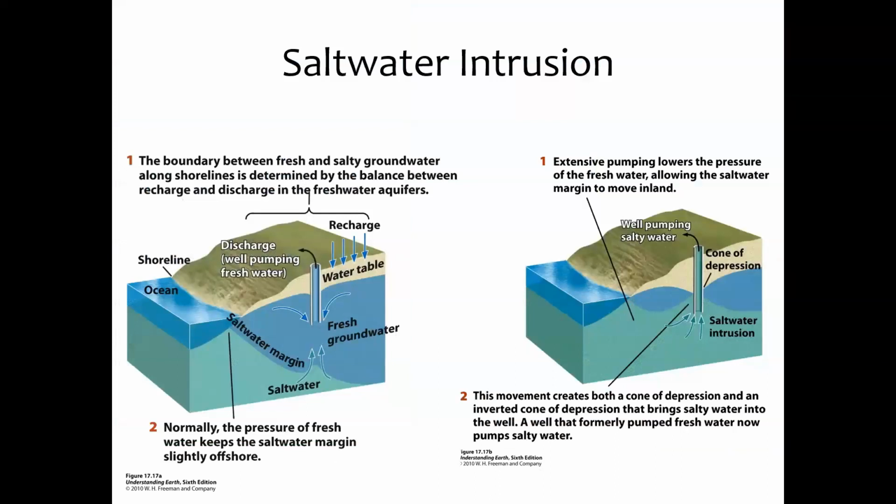Let's talk about saltwater intrusion. So there is groundwater under the ocean, and a lot of it is salty. And the balance between where the salt and the fresh water meet, that margin, is determined by the balance between recharge and discharge in the aquifer itself. So if you pump enough water out, you can start to draw in salt water. And if you pump too much, then that salt water starts to intersect with your well, and you will start pumping out salty water. So this is really a problem near the coast, near the oceans already, but if you pump out enough water, you can end up getting salty water.